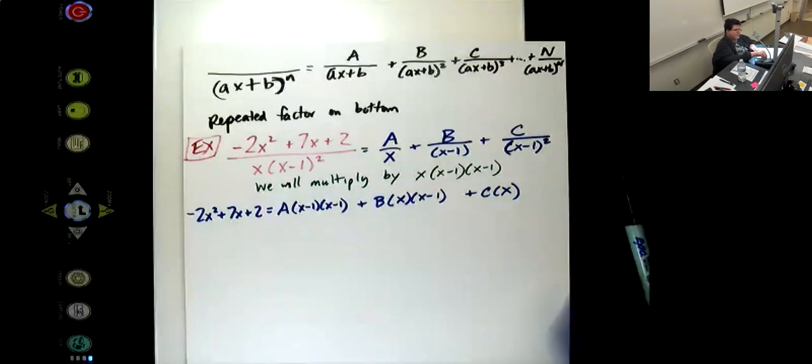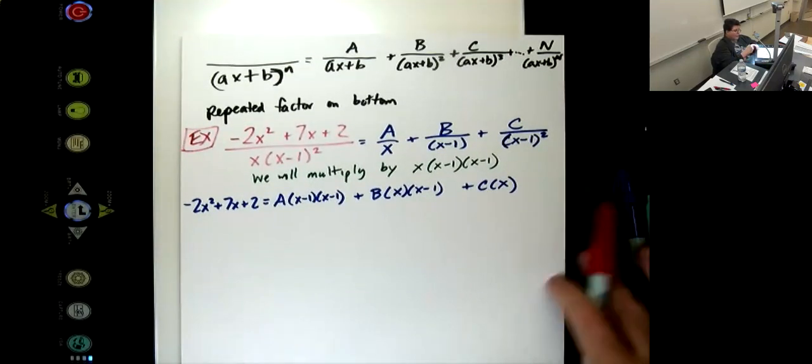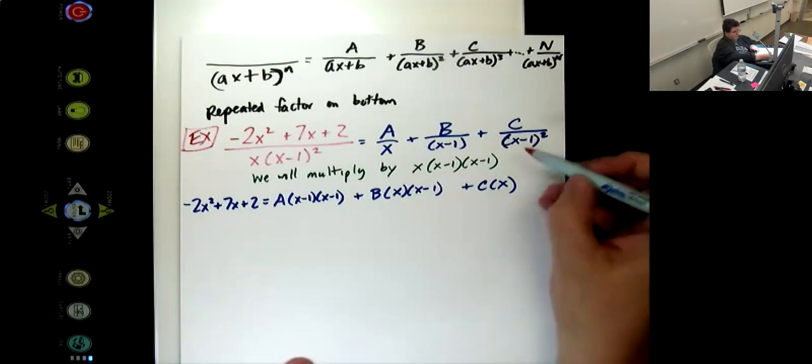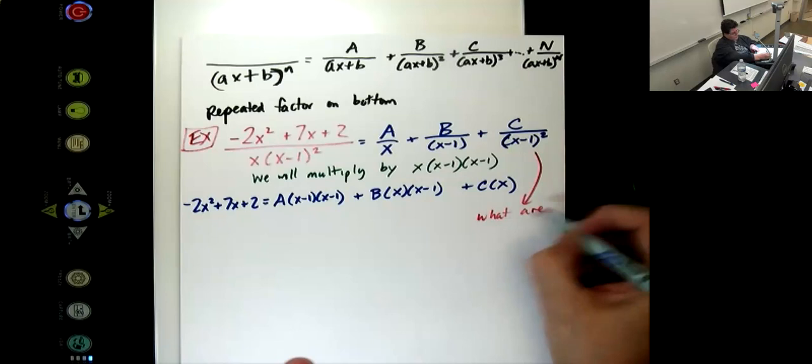Let's see what happens if we plug in the numbers that make the denominator zero. What numbers would make the denominator zero? What are the bad juju numbers?